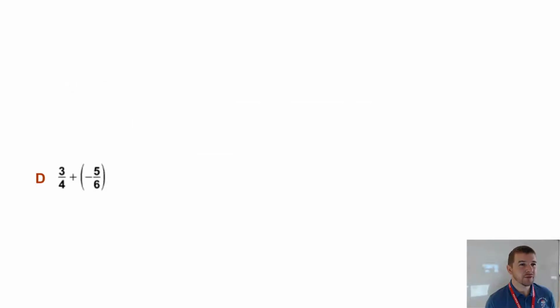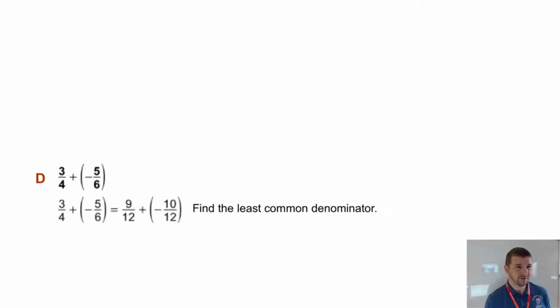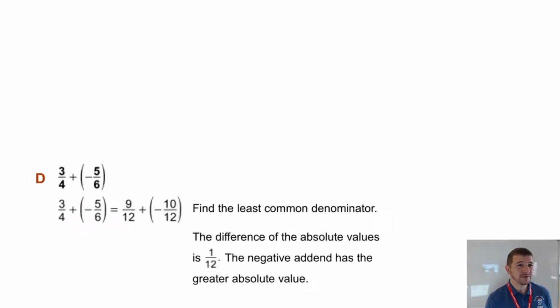Finally, part D, 3/4 plus negative 5/6. First, we need to find the least common denominator so that we can add these fractions. It looks like that will be 12. So we convert these fractions to their equivalent forms with a denominator of 12. That becomes 9/12 plus negative 10/12. And then we find the difference of the absolute values to be 1/12, but the negative addend has the greater absolute value. So the sum is negative. And we write this equals negative 1/12.